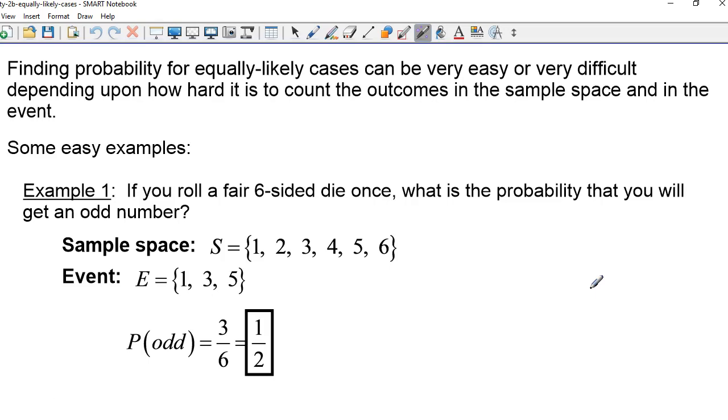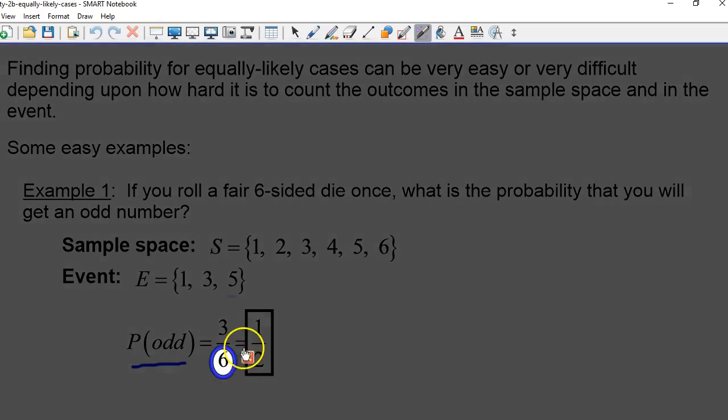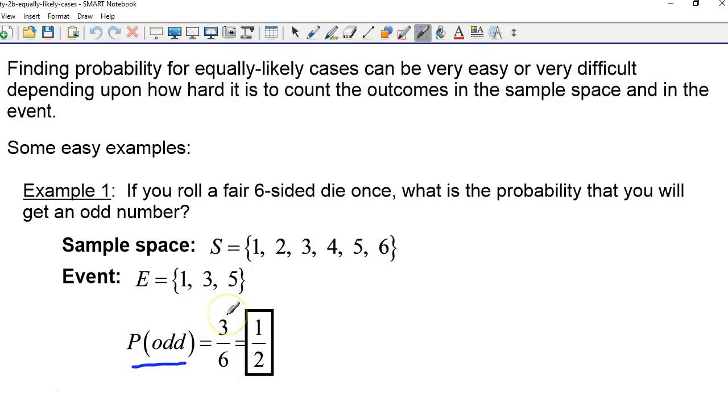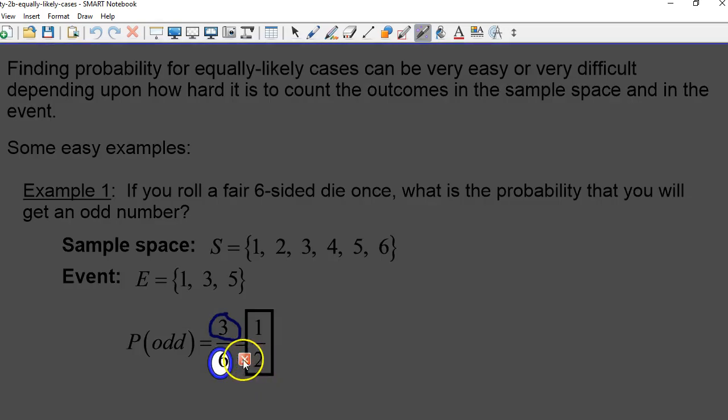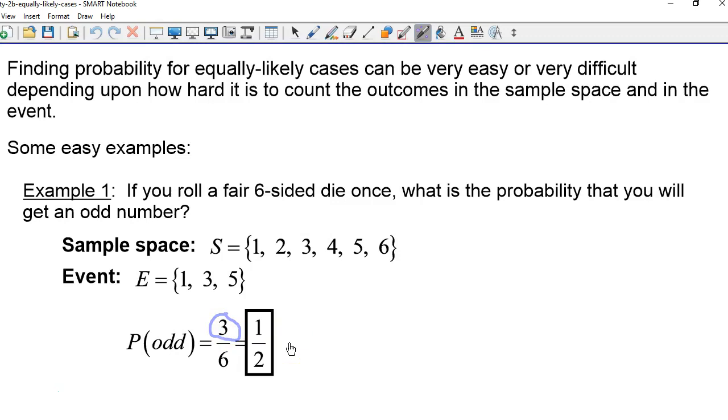Let's say you roll a fair six-sided die once, and we want to find the probability that you'll get an odd number. So the sample space has the 6 outcomes, 1 through 6, and the event space in this case contains only 1, 3, and 5 because those are the only odd numbers. So using our formula, the probability of getting an odd would be the total number of ways we can get an outcome, which is 6, on the bottom of the fraction, and in the numerator just the count in the event space, 3. So it'd be 3 out of 6, and therefore that's going to be 1/2. So half the time we would get an odd number.